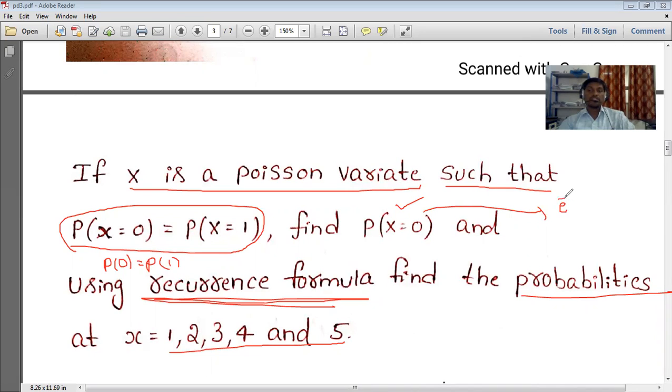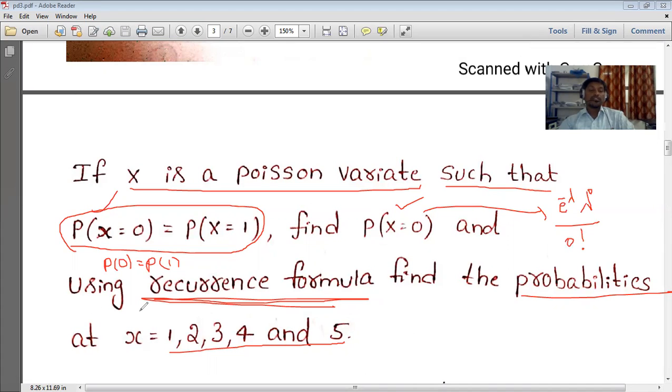Simply we use the formula e power minus lambda, lambda power 0 by 0 factorial. So this is the formula we are using. And what about lambda? Did they mention in the problem? No. So by using this condition, P of 0 is equal to P of 1, we have to calculate the value of lambda. So lambda we get it, and here in place of small x we can substitute 0. Then we get the first one.